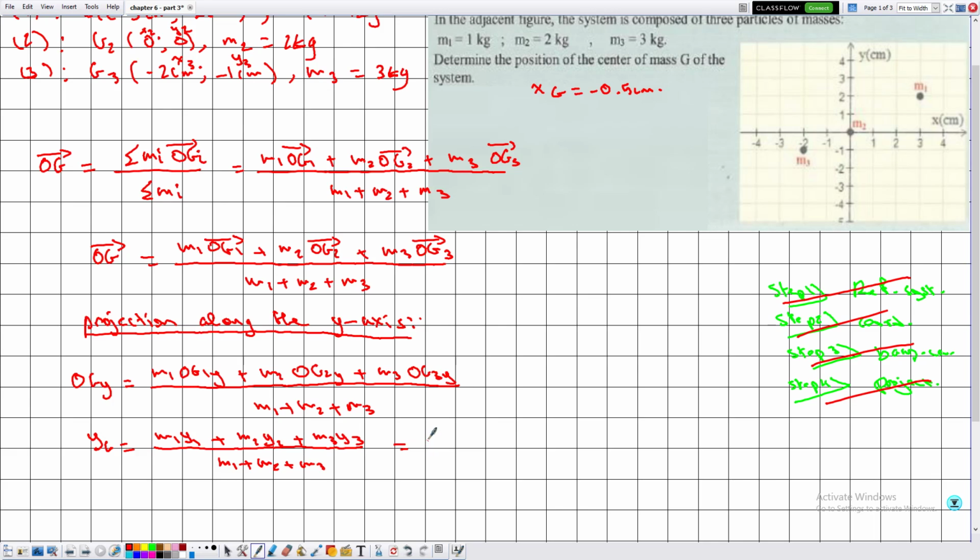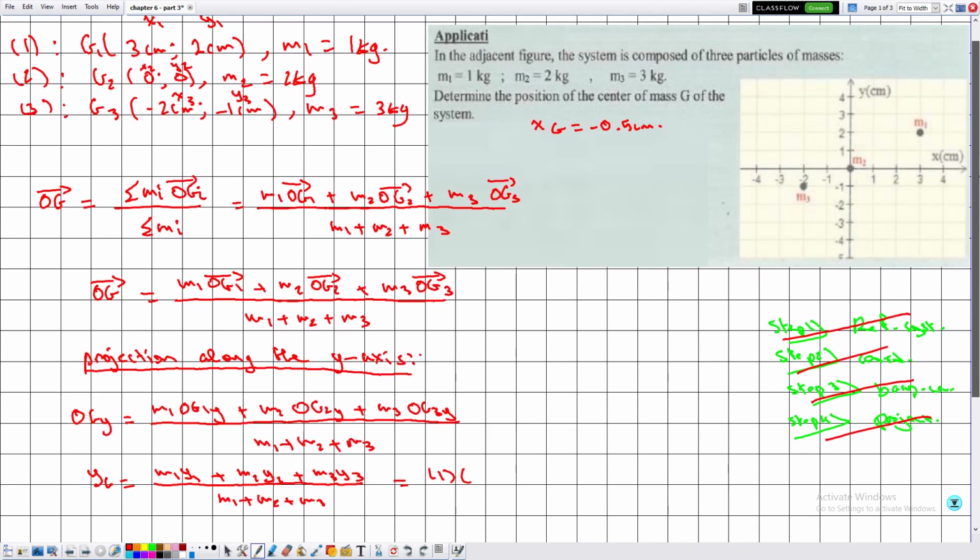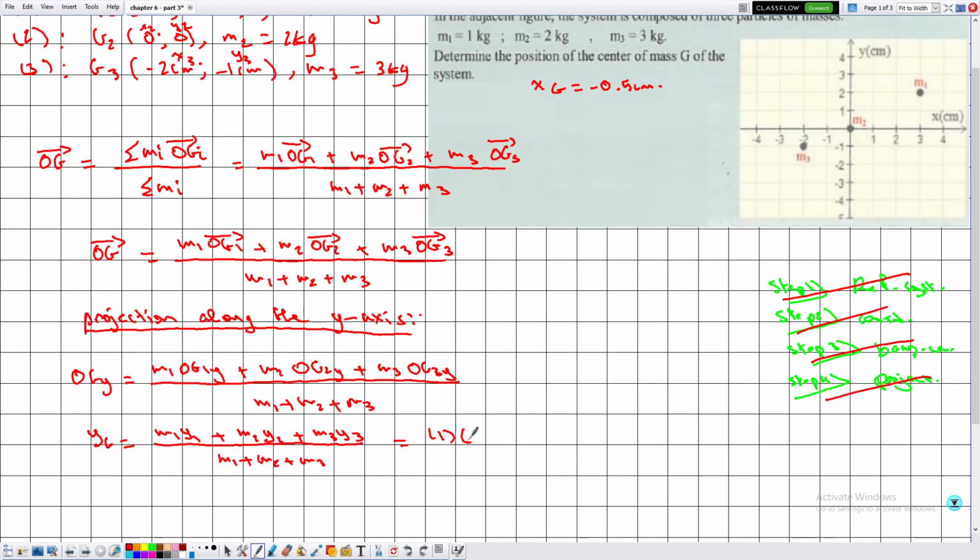Now the value of m1 is given by 1, the value of y1 is given by 2. Now the value of m2 is given by 2, and the value of y2 is 0. The value of m3 is given by 3, and the value of y3 is given by minus 1, divided by the factor of 1 plus 2 plus 3. So this is equal to 2 minus 3 divided by 6, which is equal to minus 1 divided by 6.